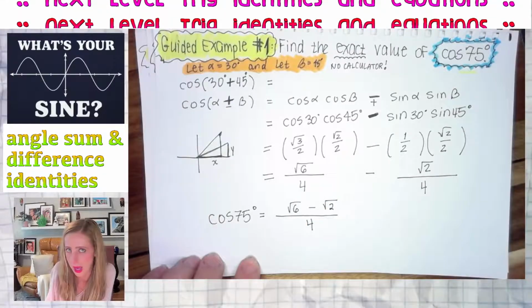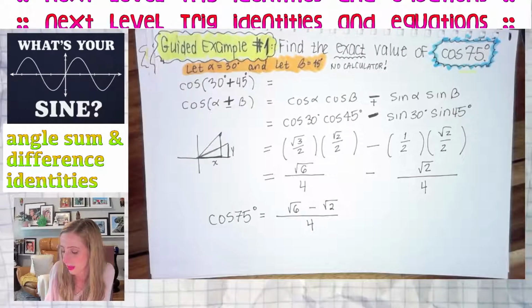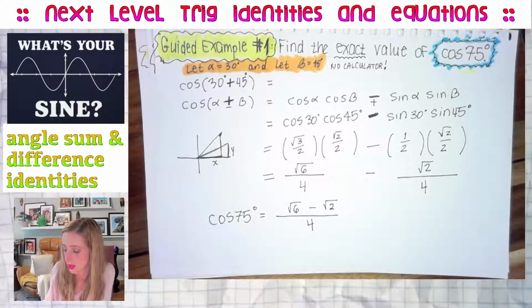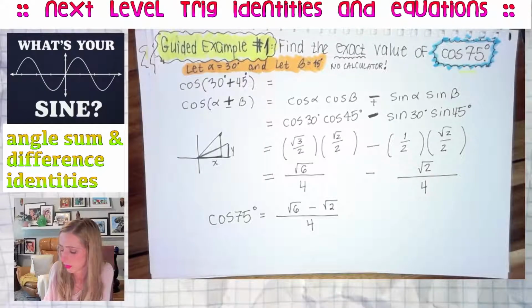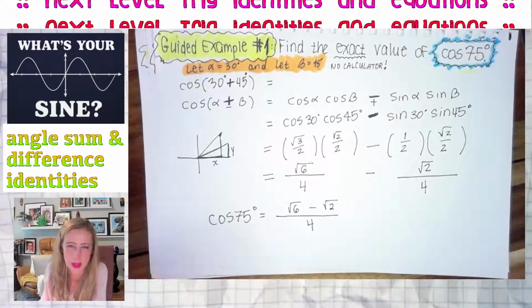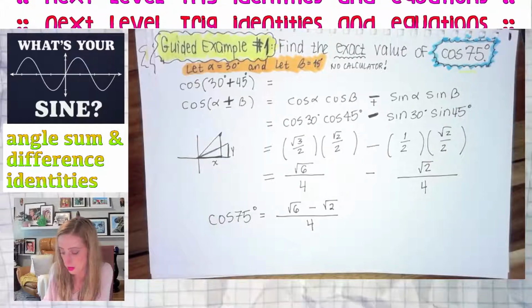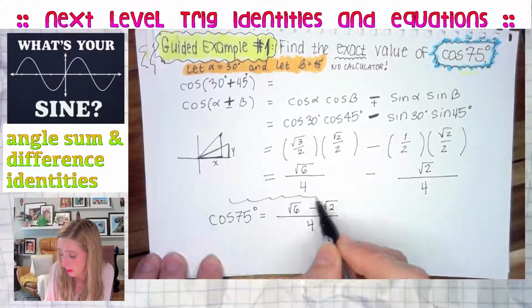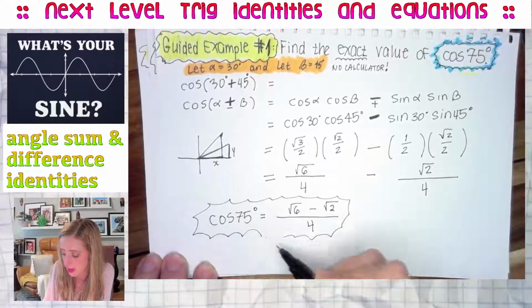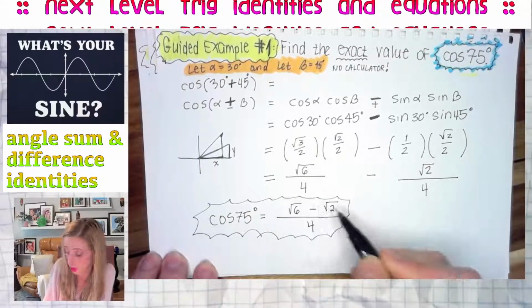You cannot combine radical 6 and radical 2. They're not like radicals. If you had like 6 root 3 minus 2 root 3, you would get 4 root 3. That's okay, but not in this case. So that's it. We're done. That is the exact answer. It's precise. It's an irrational number. We have 2 radicals in there.